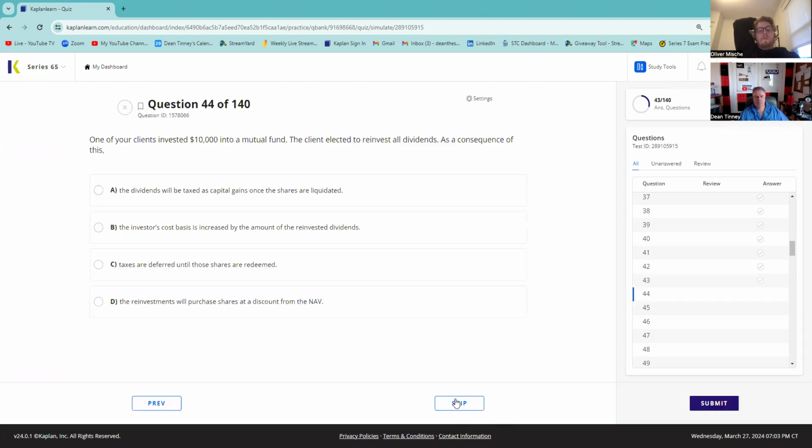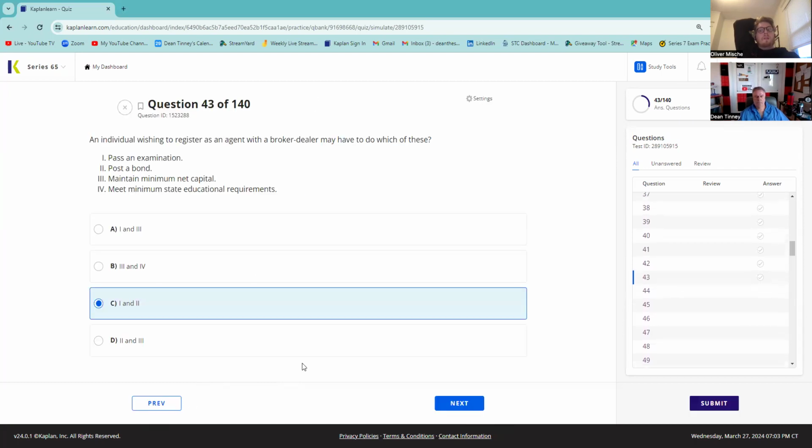You'd only post a bond if you were taking custody or maintain discretion. Discretion, yeah. I don't really like this because usually it's not going to be the rep that posts the bond. It'd be the broker dealer. The surety bond is going to be posted by the broker dealer.